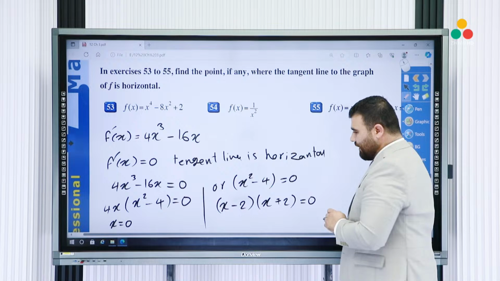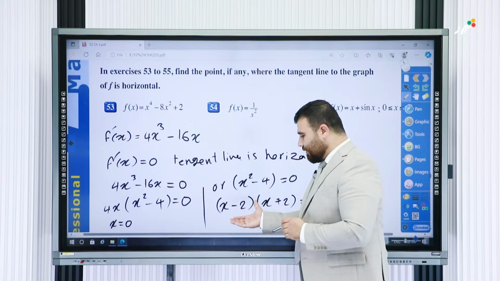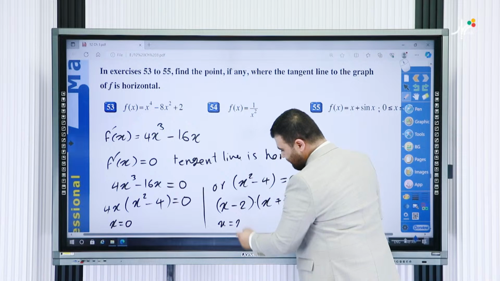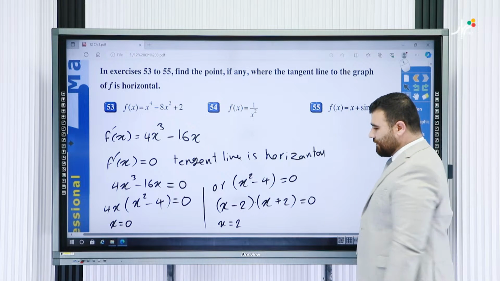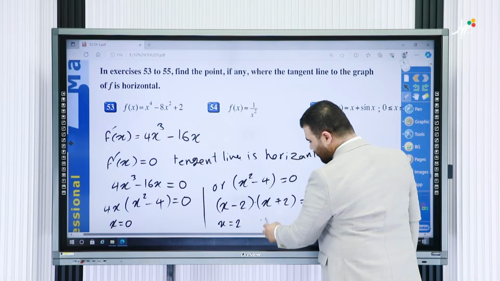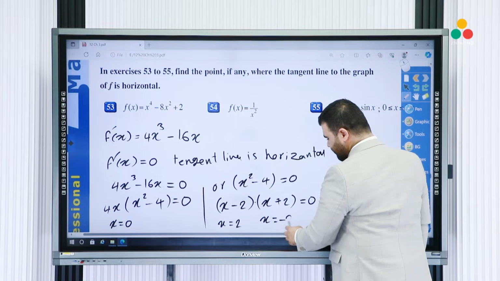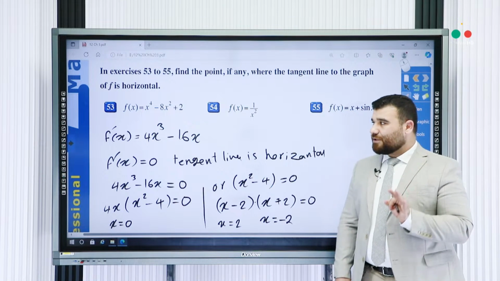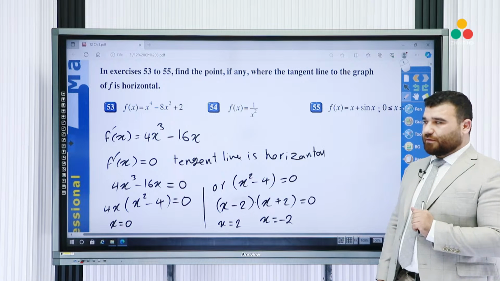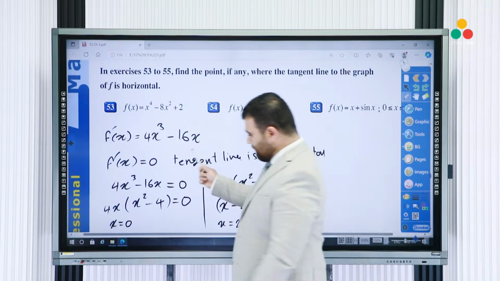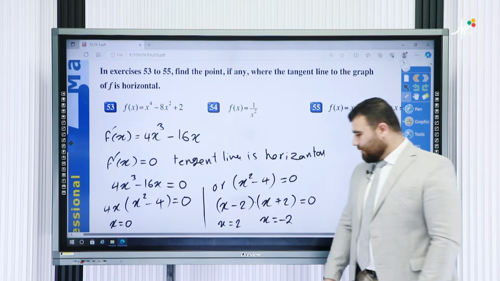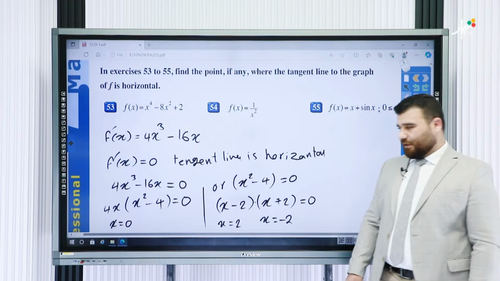If this part is equal to 0, if x minus 2 is 0, means x is 2. If x plus 2 is 0, means x is minus 2. Now we found 3 places where the tangent is horizontal. One of them is at x equal to 0, one at x equal to 2, and one at x equal to negative 2.